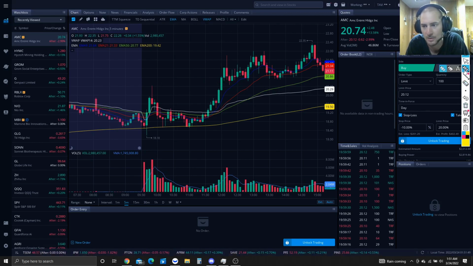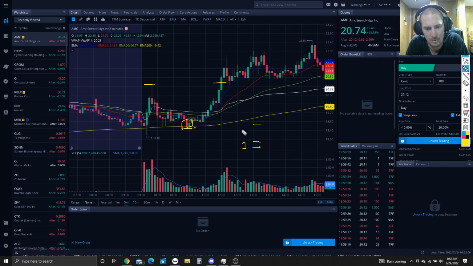So scenario 1, you just take a hard target and you get out. This is where I suggest you start. Make sure you're focusing on risking 1 to make at least 2, possibly even 3, right?